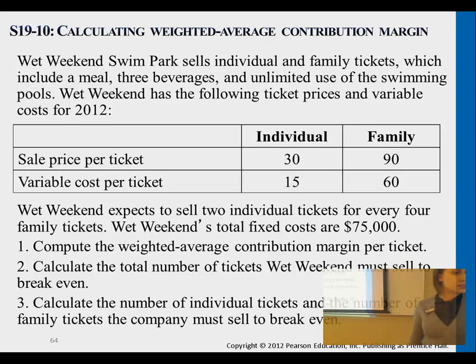Wet Weekend Swim Park sells individual and family tickets, which include a meal, free beverages, and unlimited use of the swimming pools. Wet Weekend has the following ticket prices and variable costs. So you have individual and family, with the sale price and the variable cost. You have three things to do. Compute the weighted average contribution margin per ticket, calculate the total number of tickets they must sell to break even, and calculate the number of individual tickets and the number of family tickets the company must sell to break even. Okay? So do that, and I want to see how you're doing.